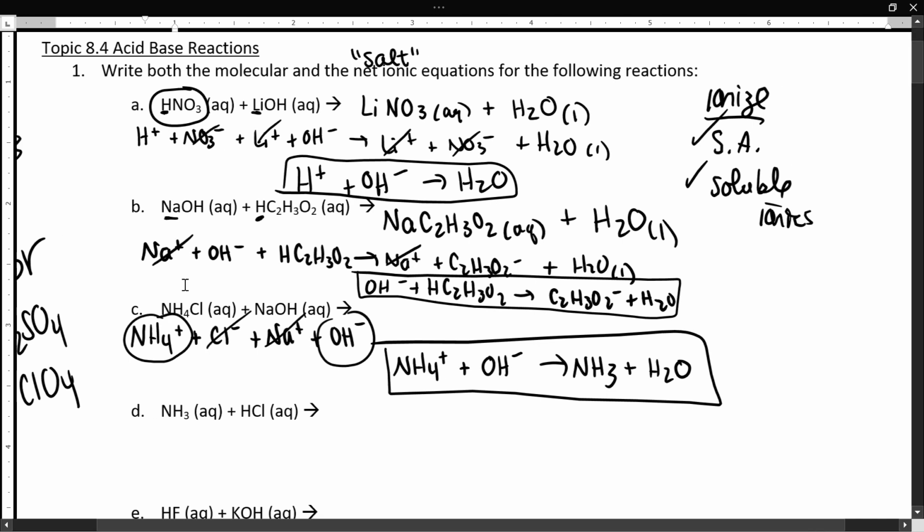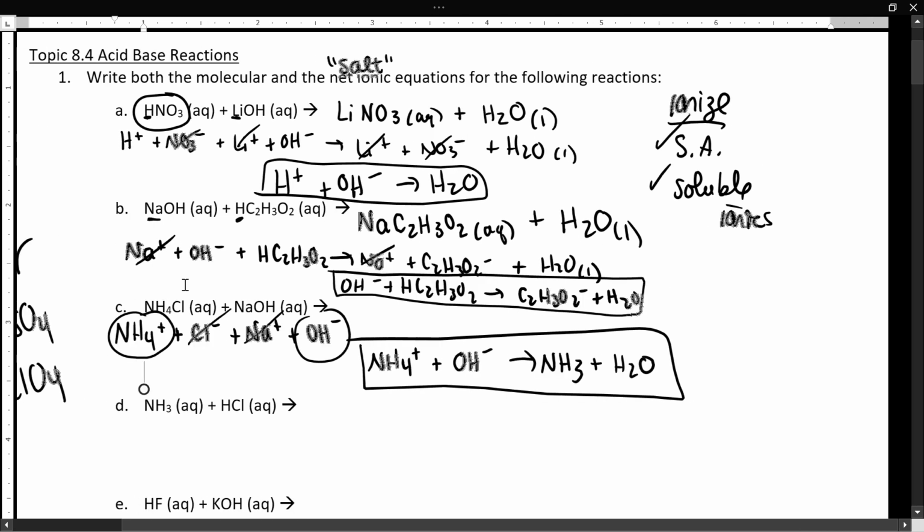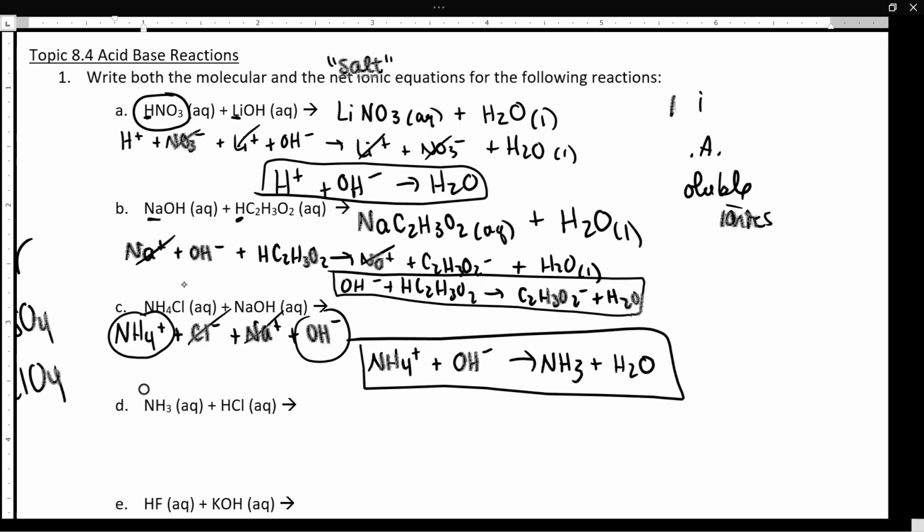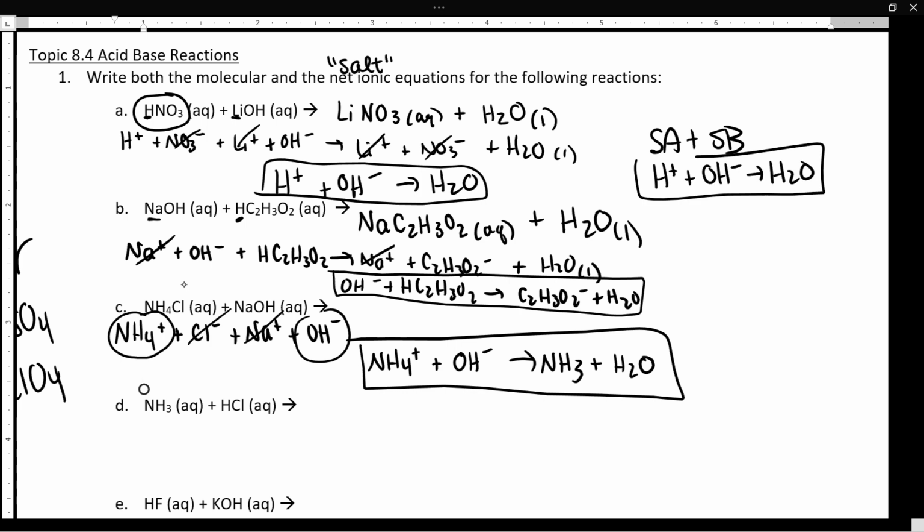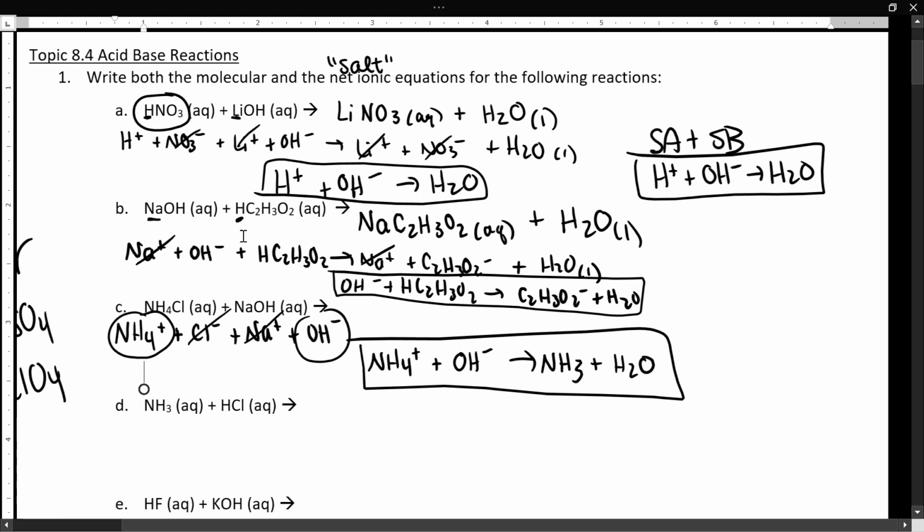So if we were to go over a pattern that we're seeing so far, one of the patterns we should notice is whenever you have a strong acid plus a strong base, the reaction is always going to be hydrogen plus hydroxide makes water. That's the net ionic equation, no matter what your strong acid is. If it's nitric or sulfuric or hydrochloric, that's going to be the net ionic equation.